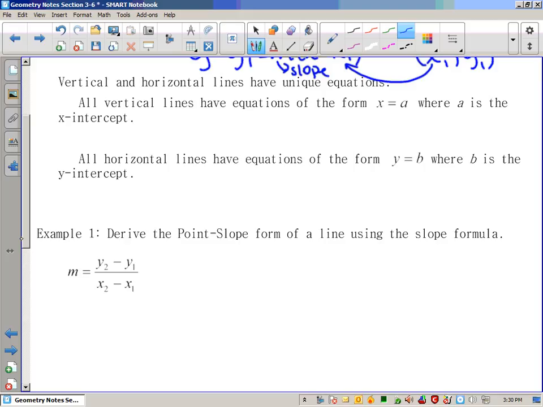Vertical and horizontal lines, though, are a little bit different, especially vertical. Vertical lines have equations of the form x equals a, where a is the x-intercept, and y is for horizontal lines. So horizontal lines are of the form y equals b, where b is the y-intercept. Now I tell this dumb little story to help remember the equations of vertical and horizontal lines. And if those of you who've been in my class before, you've probably heard this story. Again, I apologize. My artwork is not very good, but I do the best I can.